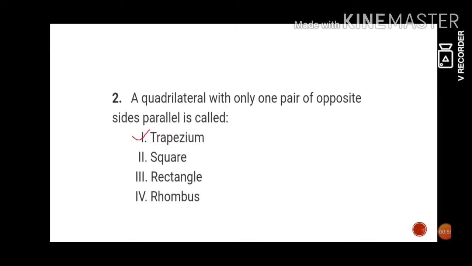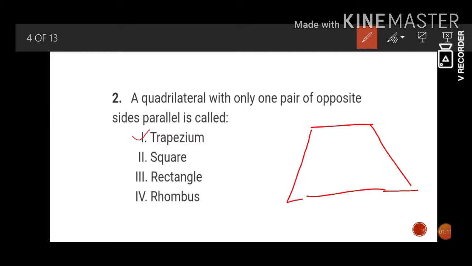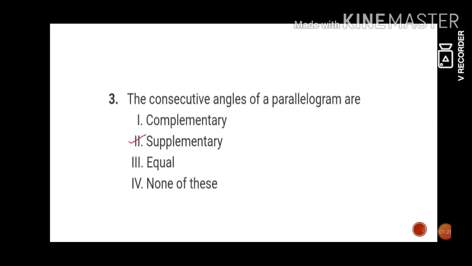Second question. A quadrilateral with only one pair of opposite sides parallel is called. That means suppose we have a quadrilateral whose one pair of sides is parallel. So we might have this kind of quadrilateral where ABCD is a quadrilateral and only AB is parallel to CD. Such kinds of figures are called trapezium. So trapezium is the correct answer.